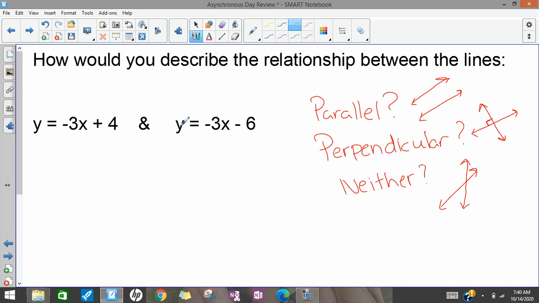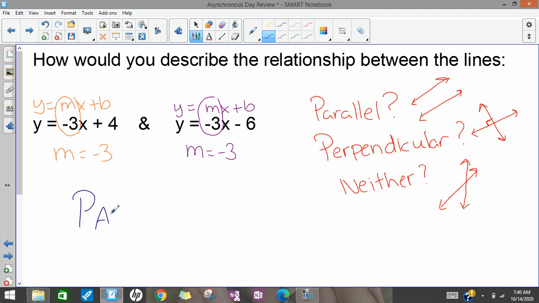So we have two equations here. They're in y equals mx plus b form. And I like to write y equals mx plus b above it. And then we can identify the slope as the number in front of x. So the slope of this line is -3. The slope of this line is -3. And so when the slopes are the exact same, then we say that those lines are parallel. So if we were to graph these two lines, they would be parallel.